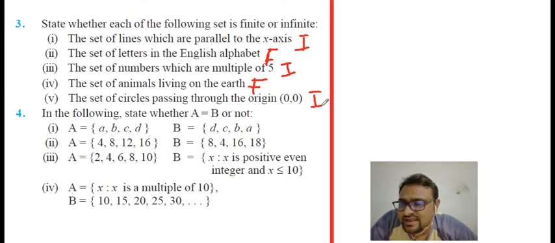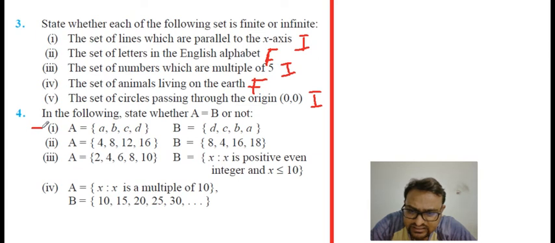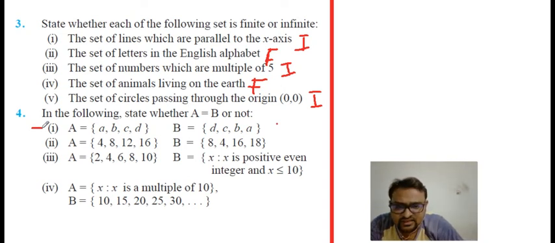So now let's see the first one. A equals {A, B, C, D} and B equals {D, C, B, A}. In both there are four elements. In A there is A, in B there is A. In A there is B, in B there is B. In A there is C, in B there is C, and in A there is D, in B also there is D. It means all the corresponding elements are the same, and the number of elements is also the same, four. So yes, they are equal.